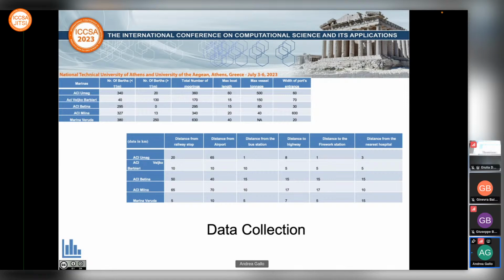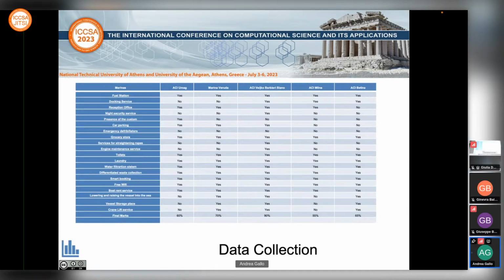For instance, the distance from the railway stop, from the airport, from the bus station, from the highway, from the fireworks station, and from the hospital. It is also important to point out that I decided to analyze in this case all the marinas directly connected with the highway. So these are marinas located either on the mainland or on the island, connected directly by bridges. And so these are the data provided concerning accessibility.